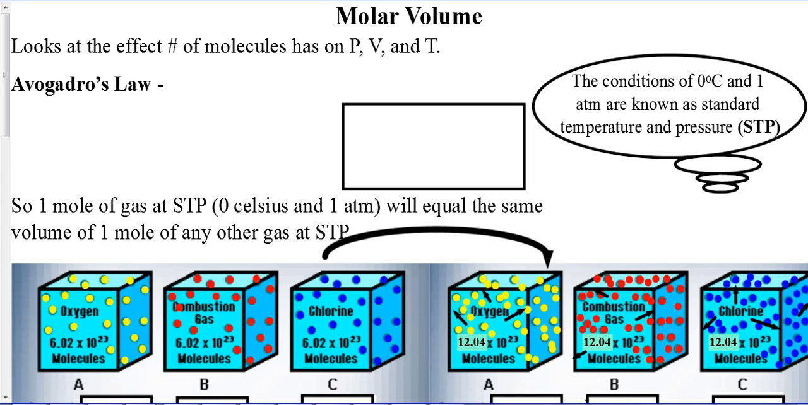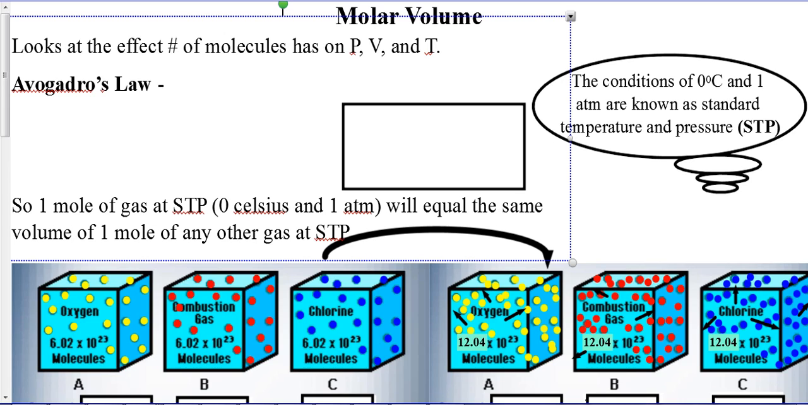And this is the basic premise of Avogadro's law, which states that at equal temperature and pressure, equal volumes of gases contain the same number of molecules.